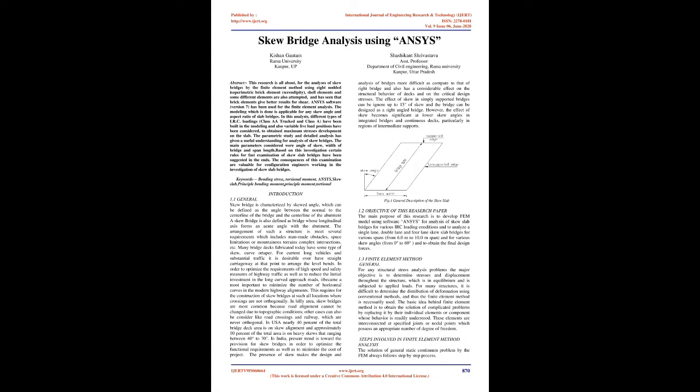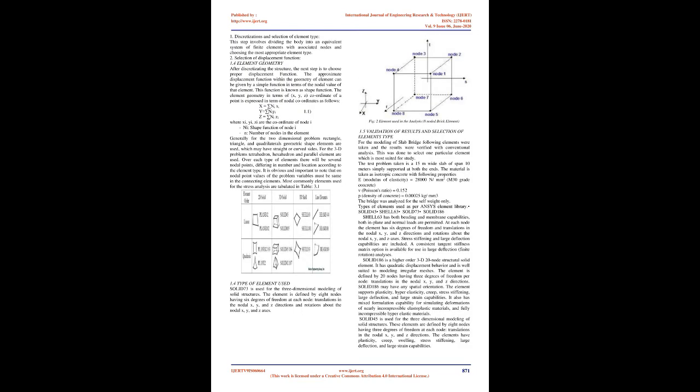The presence of skew makes the design and analysis of bridges more difficult as compared to that of right bridges, and also has a considerable effect on the structural behavior of decks and on the critical design stresses. The effect of skew in simply supported bridges can be ignored up to 15 degrees of skew, and the bridge can be designed as a right-angled bridge. However, the effect of skew becomes significant at lower skew angles in integral bridges and continuous decks, particularly in regions of intermediate supports.